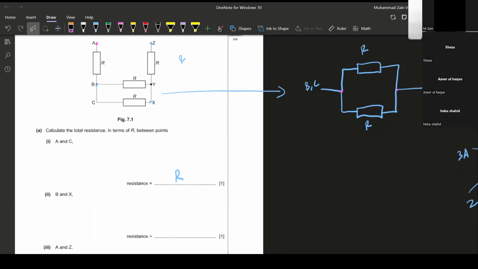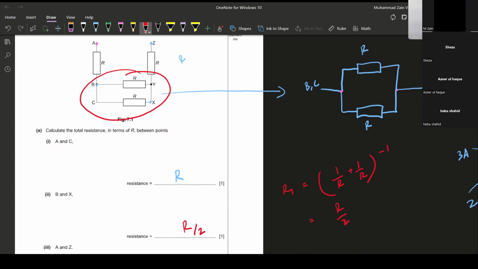So to find the resistance between these two points, obviously it's a parallel combination. There are two resistors involved. So I say R total equals 1 over R plus 1 over R, and this whole thing to the power -1. This would give me R over 2. Yes. So my resistance between point B and X becomes R over 2. This is how I found my resistance.